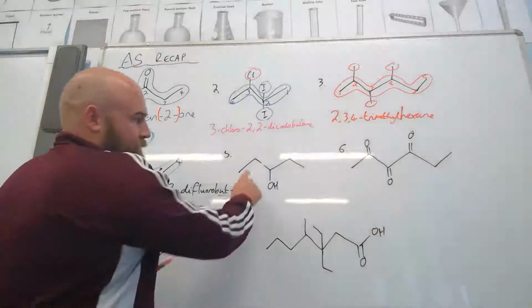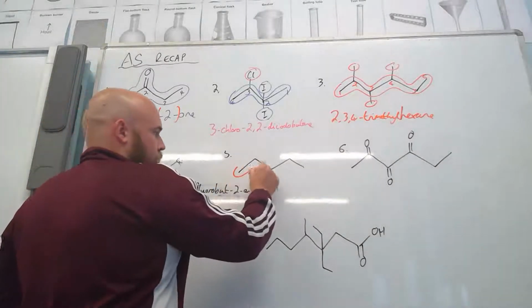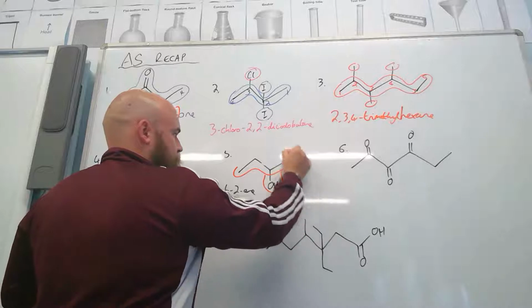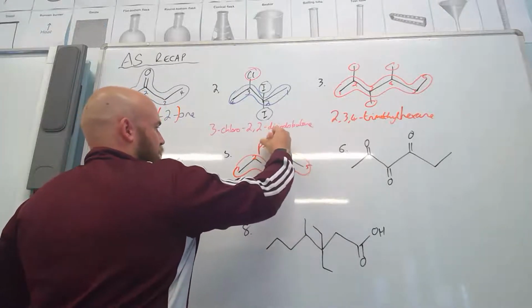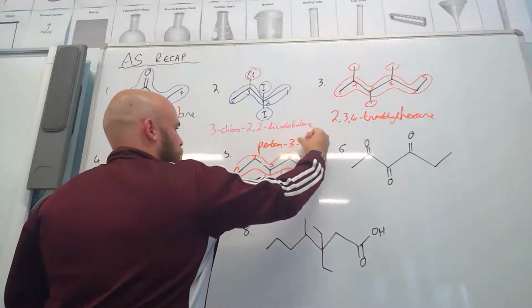So number 5, simple, alcohol. How many carbons? 1, 2, 3, 4, 5. So pentan-3-ol. Okay.